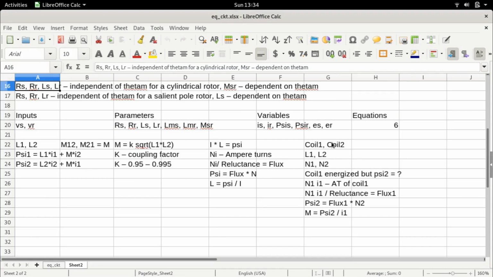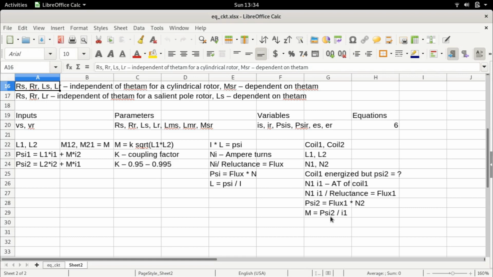So if you have coil 1 and coil 2, we can say that if we calculate the flux produced by coil 1 as the ampere turns of the coil divided by the reluctance of the flux path, and we calculate the flux linkage of this flux with respect to coil 2, then we will get the flux linkage of coil 2 produced due to the flux produced by coil 1. This is mutual flux, as opposed to the self flux which we had calculated before.